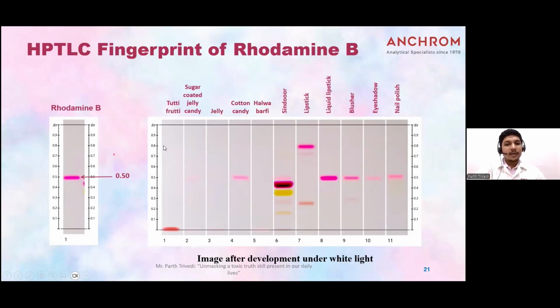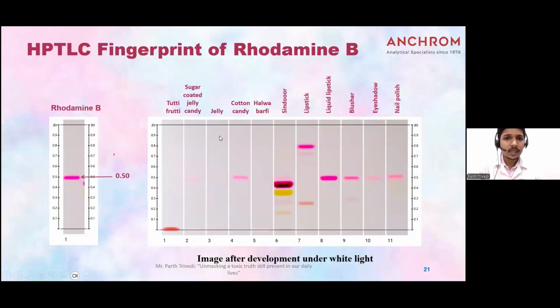And we have taken some samples from the market. As you can see, tutti frutti, which we also see in breads, where we can't see any band over here. Whatever the compound or dye is, it is not suitable for this mobile phase, whereas we have taken the proper mobile phase for rhodamine B only. Then you can see the sugar coated jelly candy. You can see a very light band over here, so that means it contains rhodamine in a very small amount.